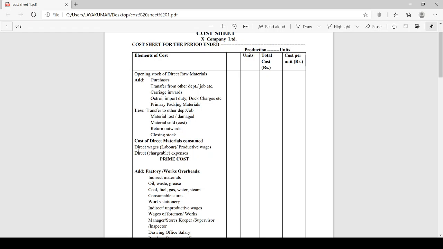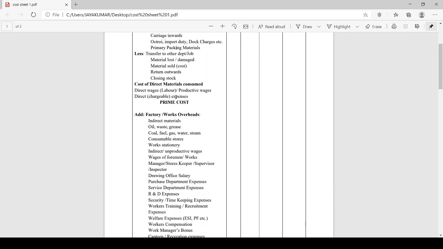What is the next one? Direct wages or direct labor, or it's called productive wages, or it's also known as factory wages. That is, these are the wages which are paid to the workers in the factory. These can be directly identified with the product or with the cost center. Then direct expenses or chargeable expenses. They are also known as chargeable expenses. These are the expenses which can be identified directly with the product.